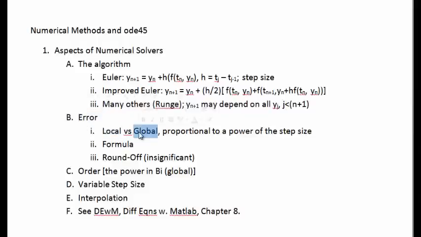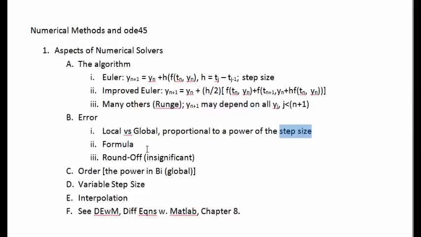The local error is the error one makes when going in one step. Global error, of course, is the error that is made by going from the start to the finish. It turns out that both of these errors are proportional to a power of the step size. And the power involved is the way that we measure the strength of a method. I'll say more about that in a minute.